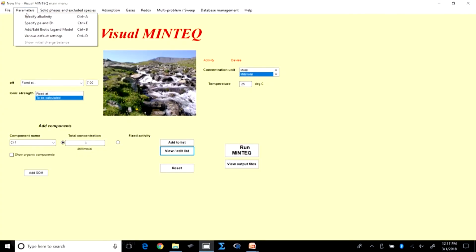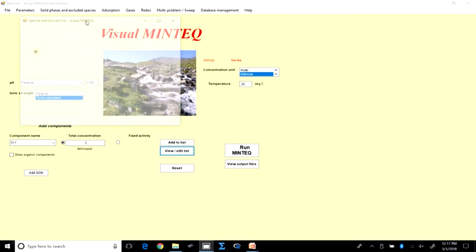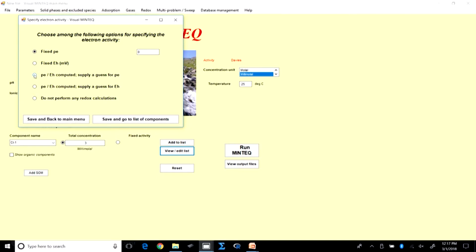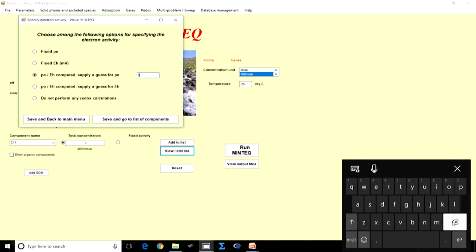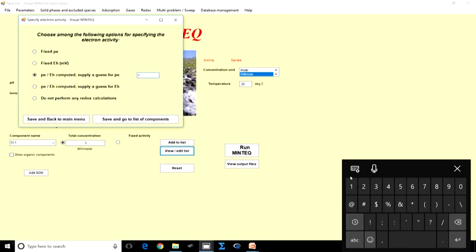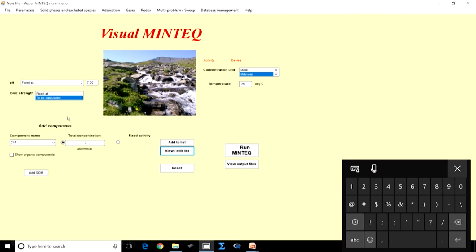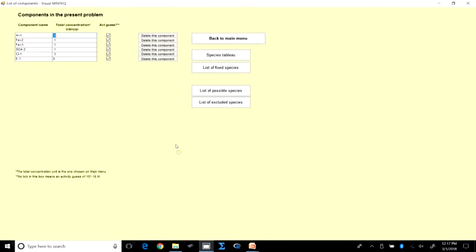And now we also obviously need to ask the system to calculate the pe and Eh, specify pe and Eh. So we know that we need to compute pe, and here it asks us to supply a guess. So earlier the value when we just considered aqueous complexes was 4.9. Now it's going to fall further. Let's say the pe guess that I'm going to give is equal to 1. So save and back to main menu. So right now we have given all the components, yes, and this is the dummy with respect to the electrons, I guess, because it's a redox couple here.